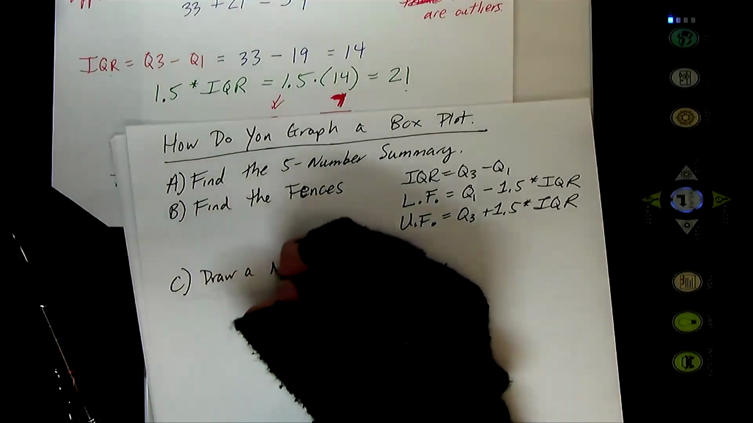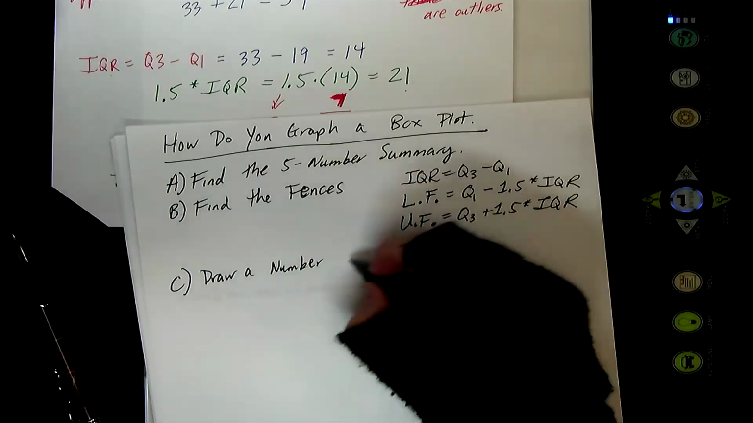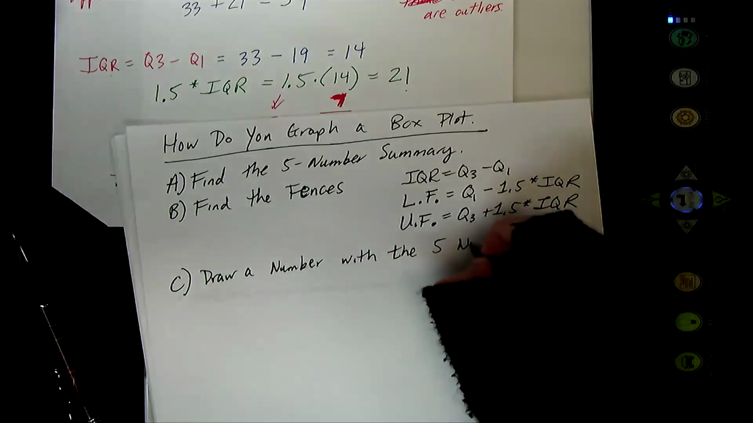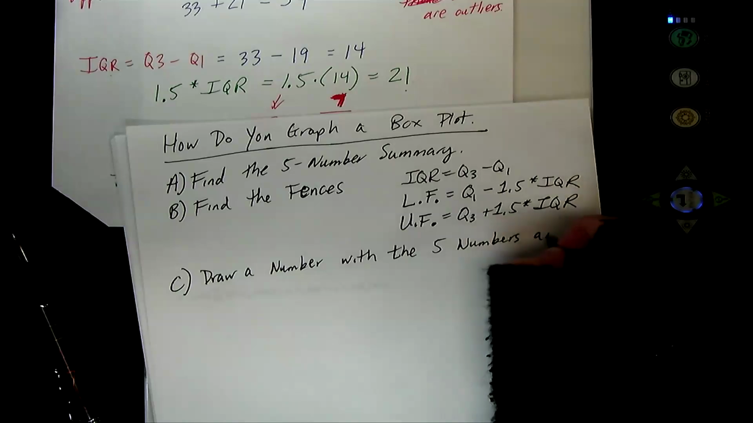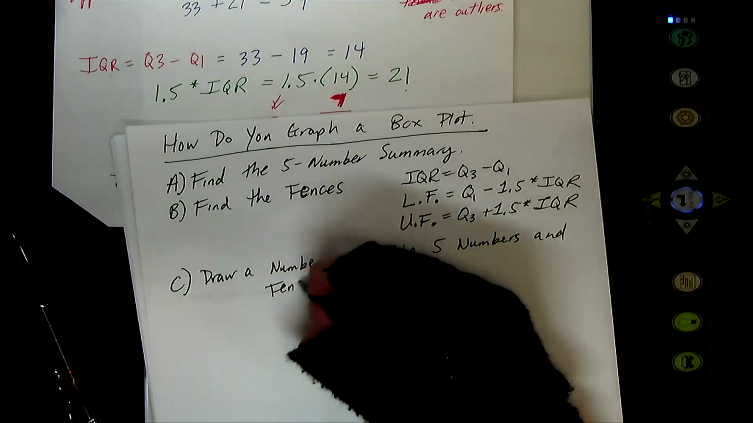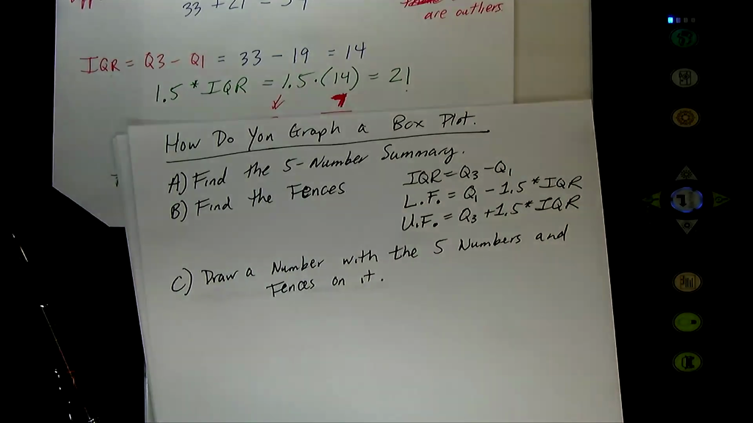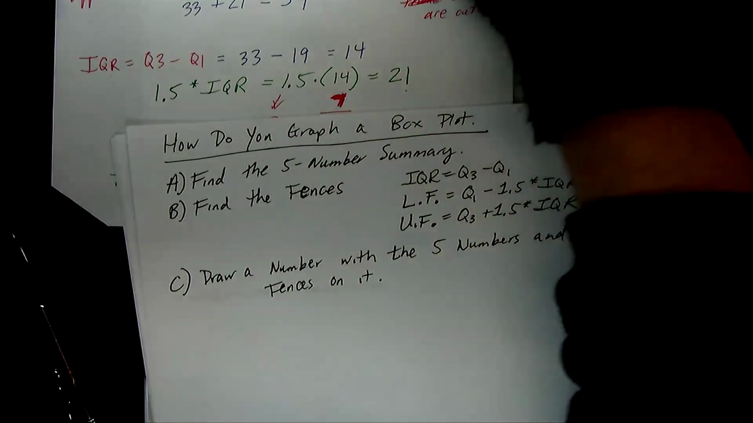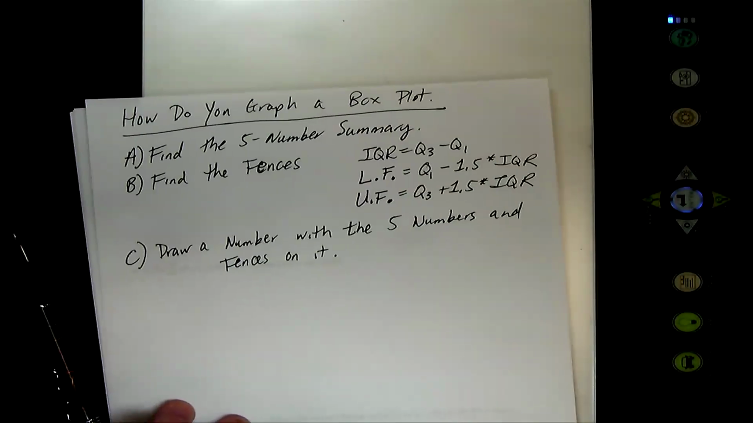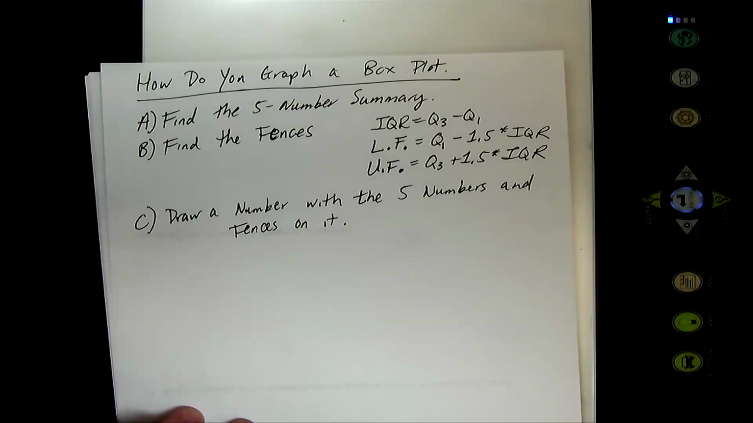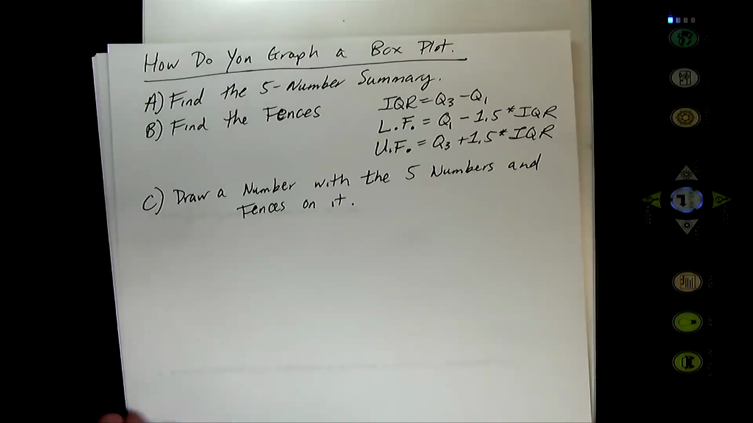Draw a number line with the 5 numbers and fences on it. So that's a new step we have right here. We're not going to do it simultaneously because it's going to be harder on your notes to do that. I'll verbally describe the steps and then we'll do it together.